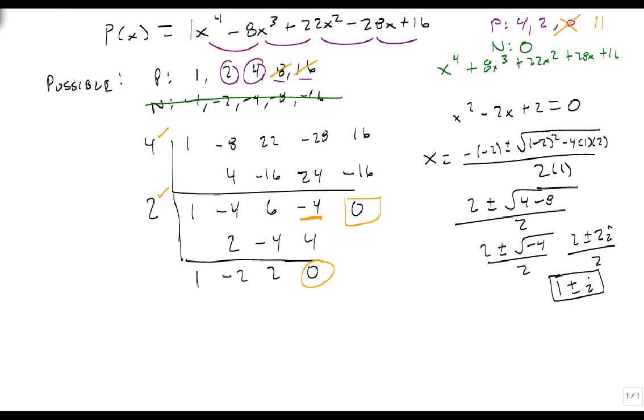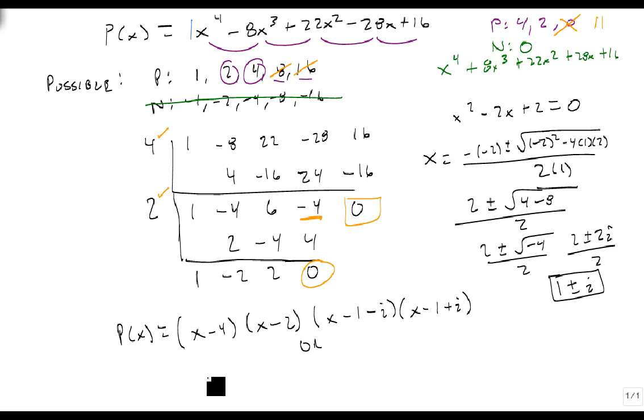And I could write this polynomial function, if I wanted to, as x minus 4, x minus 2, x minus 1 minus i, and x minus 1 plus i. Or, if I don't like the imaginary numbers, I can write it as this, knowing that this breaks down as these. So this is how I can find all of my zeros, using all of the things that we've talked about.